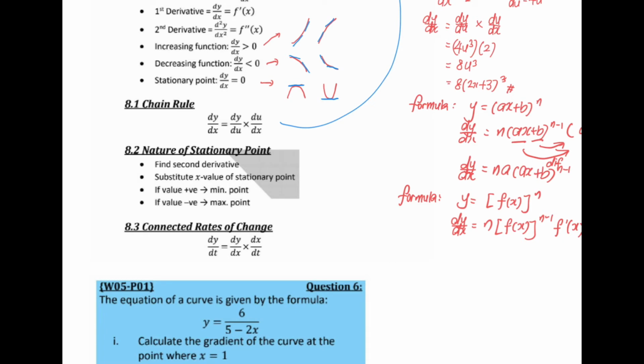Okay, so that is to replace the chain rule. Now we continue, we look at 8.2, nature of stationary point. For a stationary point, we already know one piece of information: dy/dx is equal to 0. No matter whether it's maximum or minimum, dy/dx is also equal to 0. So the problem is how we know which one is maximum, which one is minimum. So we have to find the second derivative, d2y/dx2.